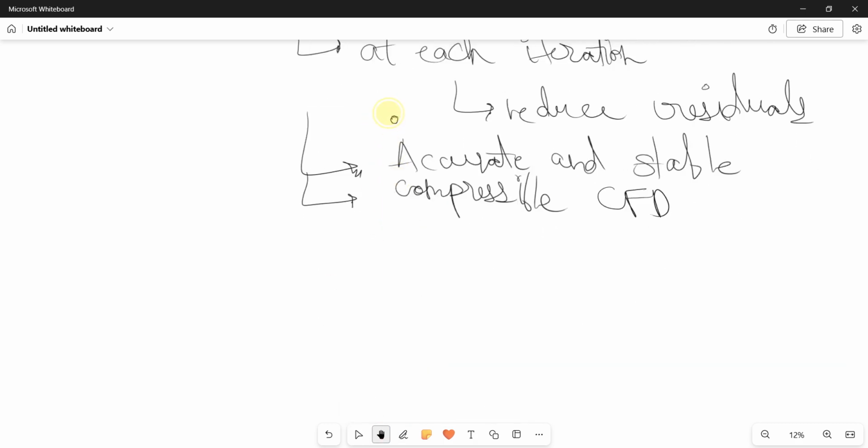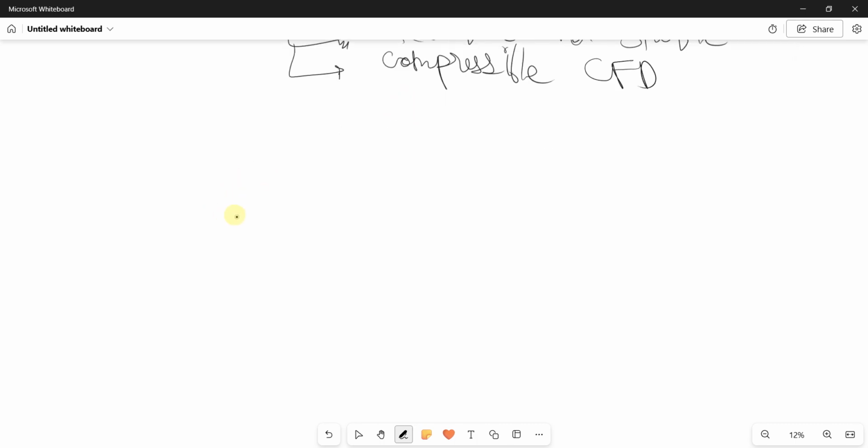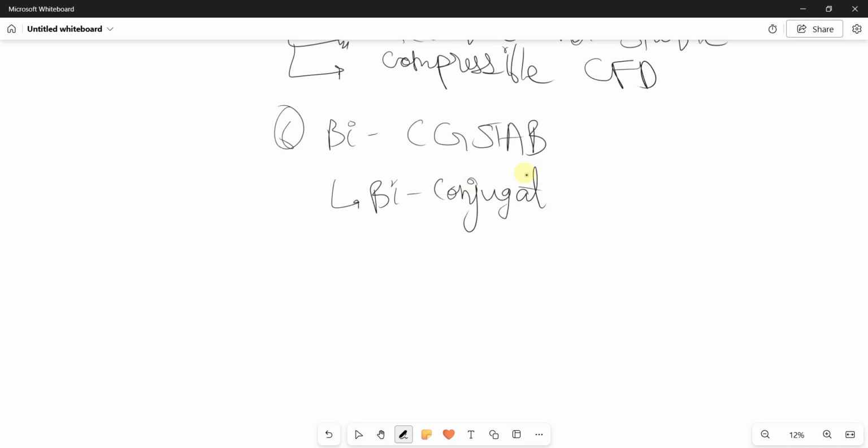Then you have the next. These are just build-ups. You don't need to know anything in detail, just know that they exist and what each of them does, a general overview. You don't need to know the backstory of it. So you have BiCGStab. BiCGStab is the biconjugate gradient stabilized method.